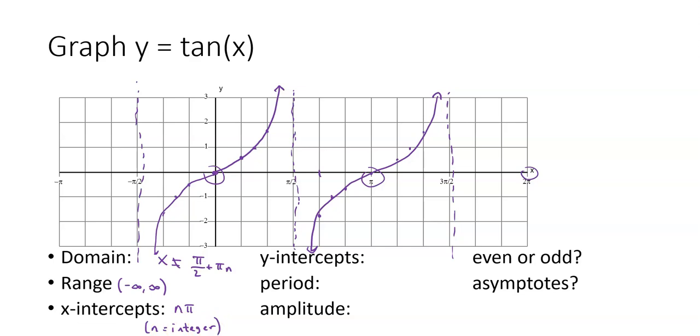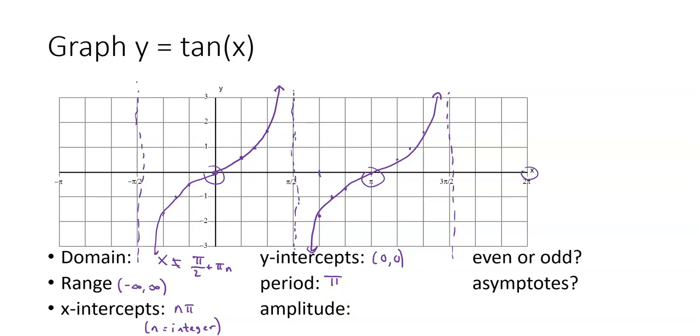Y-intercepts. This thing only crosses the y-axis once at 0, 0. Now look at the period of this function. How long does it take before it repeats? Well, it goes from negative pi over 2 to pi over 2, pi over 2 to 3 pi over 2. So instead of repeating every 2 pi, it repeats every pi.